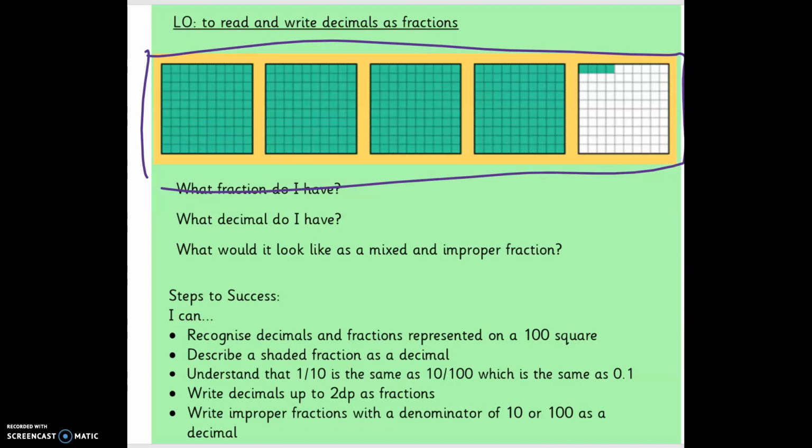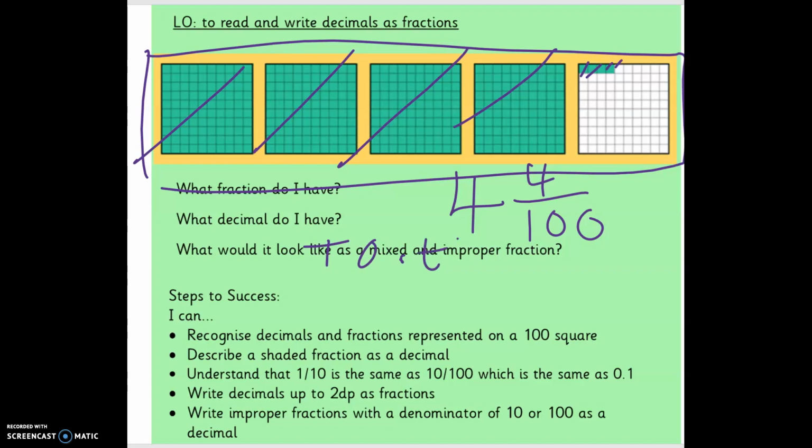I can see I have got 1, 2, 3, 4 wholes. I've got 1, 2, 3, 4 chunks coloured in out of 100. So I've got 4 wholes and 4 hundredths. If I was to write this as a decimal, I can draw my place value grid to help me. Okay, I know I've got 4 hundredths. I know I've got 4 wholes, so that's going to go in the 1 column.